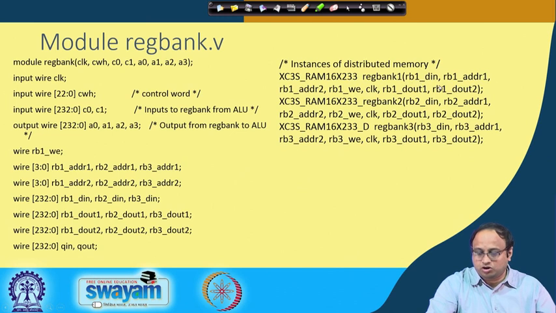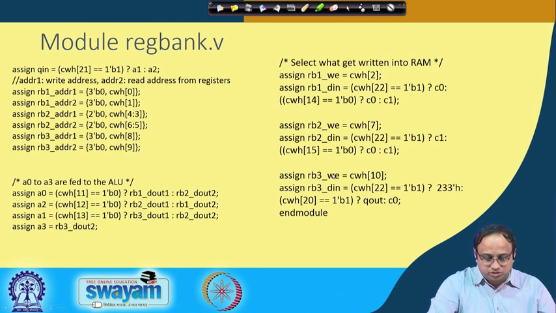All of them have a D in, which is the data input. There are two addresses, address 1 and address 2. As I mentioned, address 1 is used for writing and address 2 is used for reading. There is a write enable because the writing cannot be done always, it has to be synchronous with the clock, but the reading can be done always. And there are two read ports, D out 1 and D out 2, for each of these register banks.